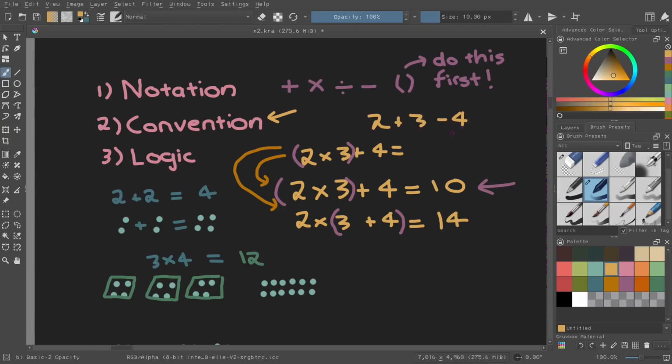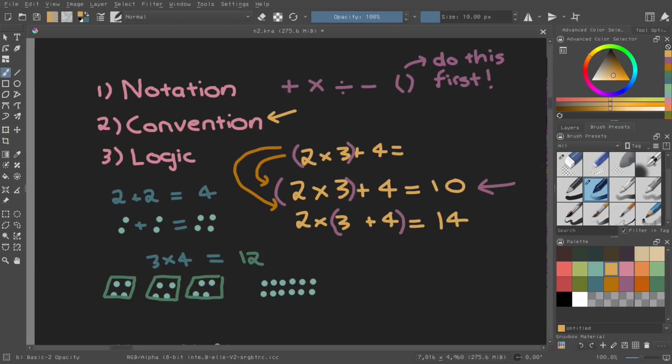So if you've got 2 plus 3 minus 4, it doesn't matter which order you do it in, you'll get the same result. So you can do it in whichever order you like. Sometimes, by convention, you might prefer to do it from right to left, but it doesn't really matter. You'll always get the same answer. But that's not the case for multiplication and addition, as we saw. And for that, we have convention, so that you prefer one over the other.